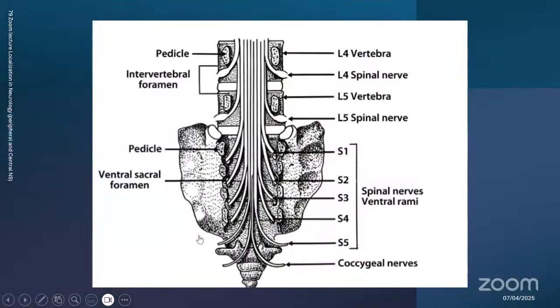Okay, and if you look at the coronal plane, you can see the L4 vertebrae and the L4 spinal nerve coming out. L5 vertebrae, L5 spinal nerve coming out. Similarly, S1, S2, S3, S4, S5 and coccygeal nerves, they are all exiting from the spinal cord and going to the periphery to supply skin and muscles.